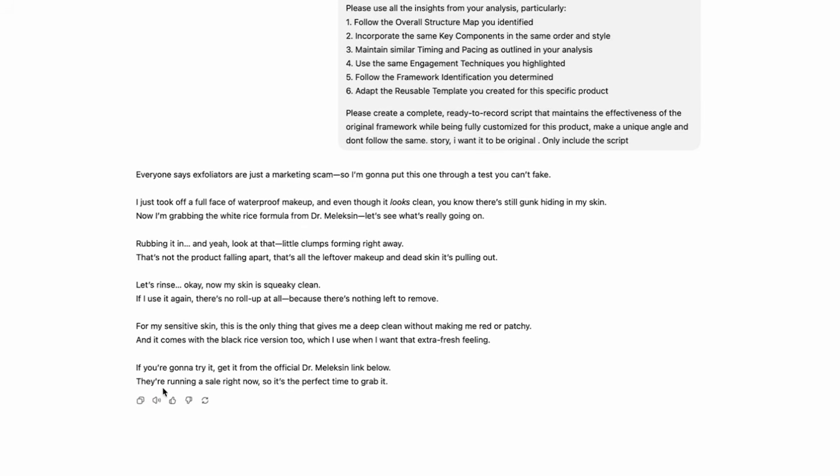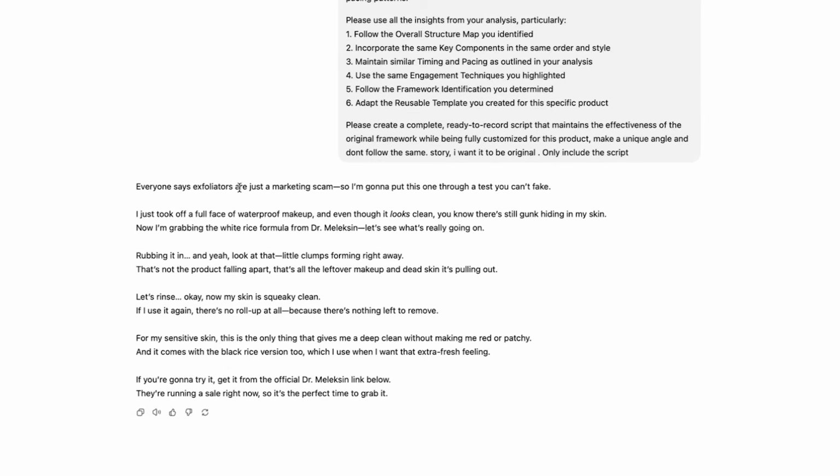Look, this is what it pulls out. Everyone says exfoliators are just a marketing scam, so I'm going to put this one through a test you can't fake. I just took off a full face of waterproof makeup, and even though it looks clean, you know there's still junk hiding in my skin.